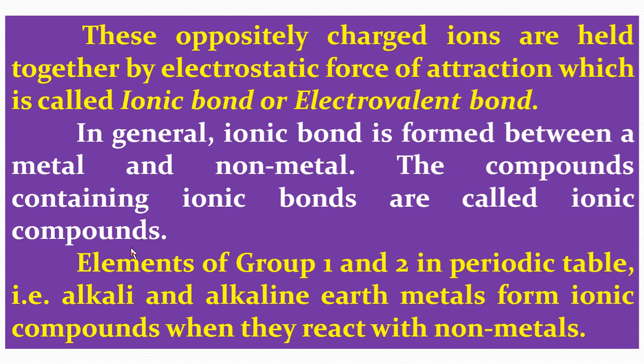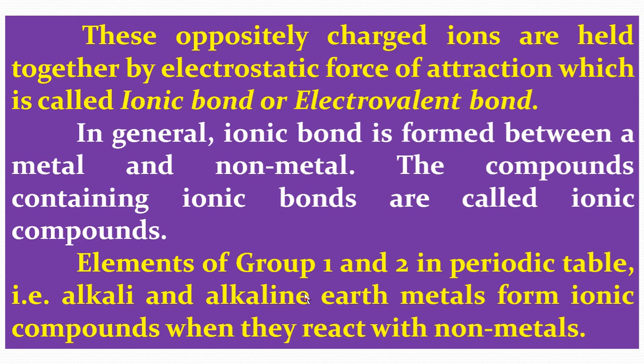So, NaCl is called an ionic compound. Between Na and Cl, Na is a metal and Cl is a non-metal. The bond between them is called the ionic bond. So, the compound NaCl is called an ionic compound.